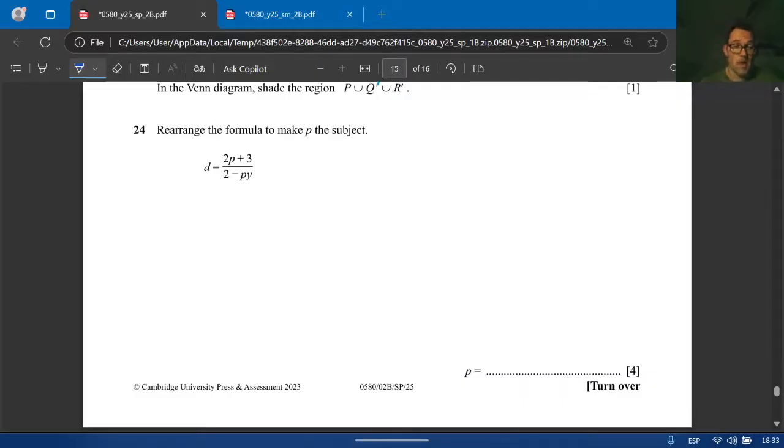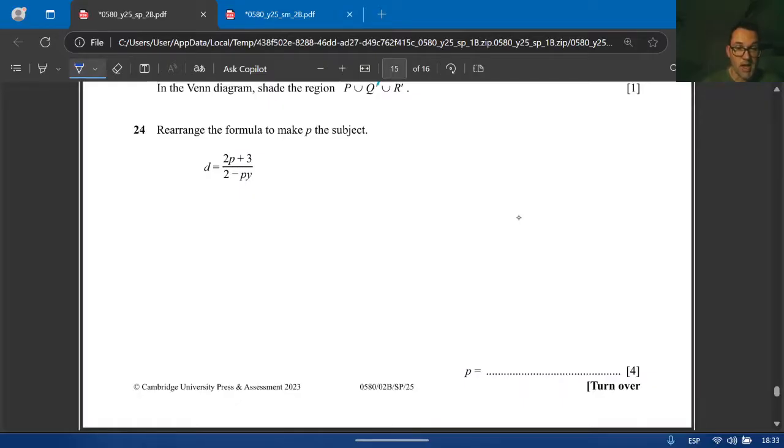Rearrange, make P the subject, and everybody's like, but there are two P's. Yes, there's two P's. We need to make them one P. That's true. Okay, first of all, you cannot subtract or move the 3 because it's being divided by all of that. You need to sort that out first, before you move a 3. Same with the 2 or anything. You can't because it's being divided by all of that.